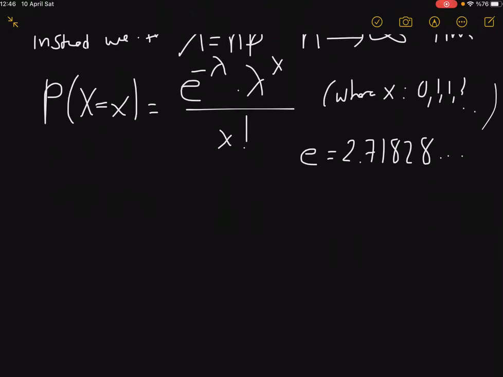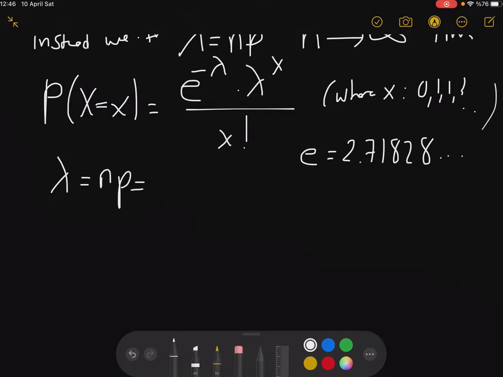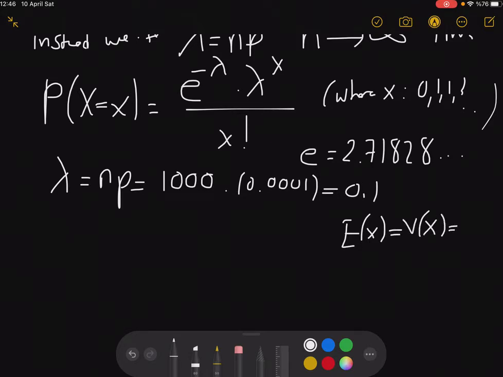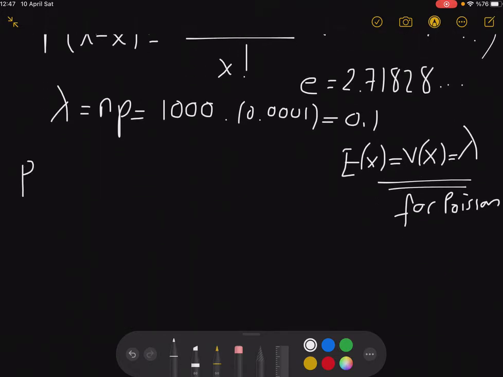And now in this sense, if we return to our question, our lambda is np, which is 10,000 cars passing by, and the probability of each of them having an accident independent from each other would be 0.0001, and the result would be, you are expecting, in fact, 1 accident at any given time. So it is also your expected value, and it is also your variance, lambda, for Poisson. We're not going into detail for the proof, but that's the idea. But you can see that it helps us to calculate this one pretty easily.